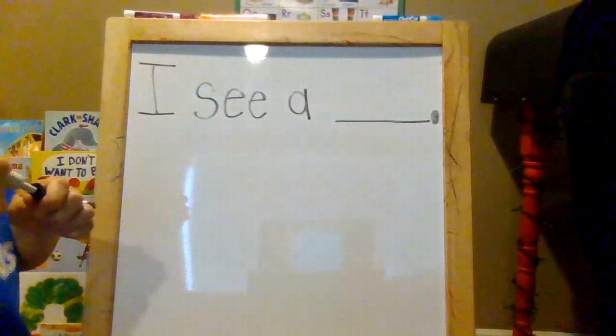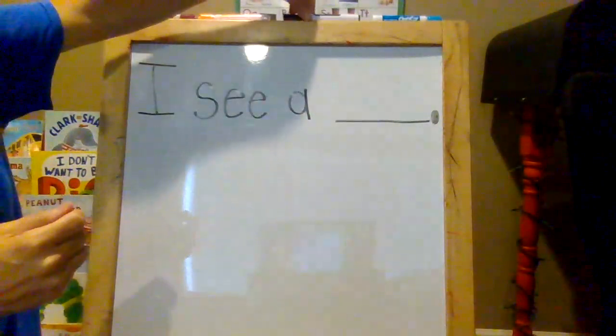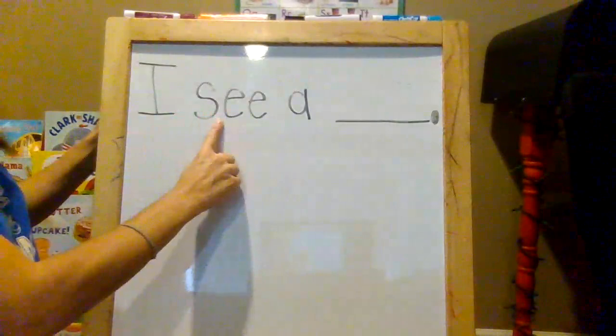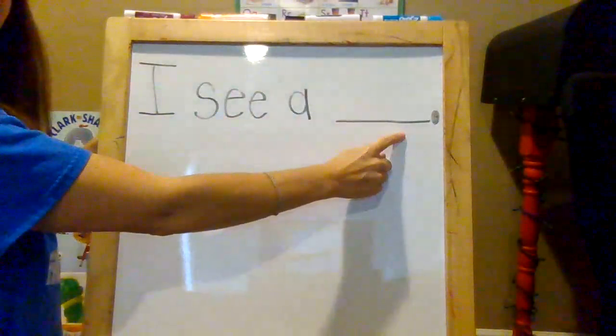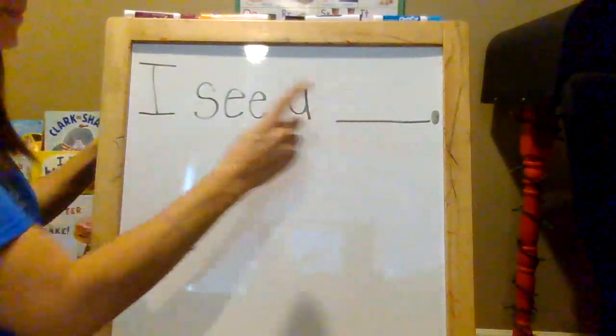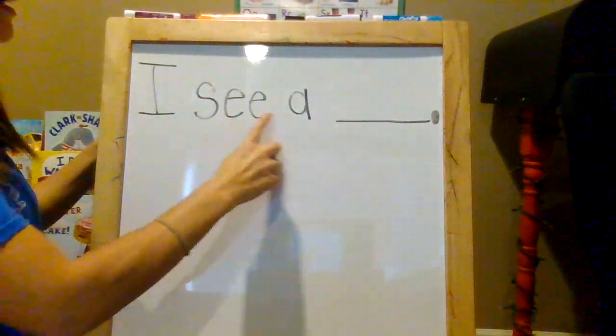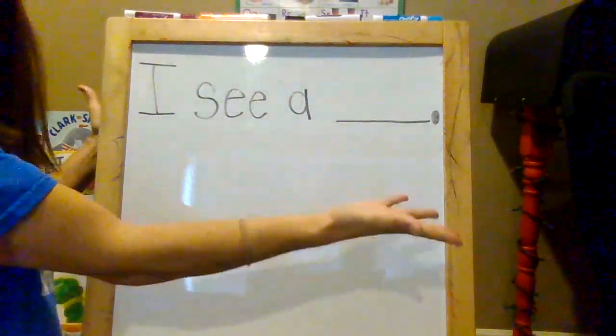I see a something. What animal are you going to put here? Kindergarten, good luck writing your animal sentence today. I see a. What's your animal?